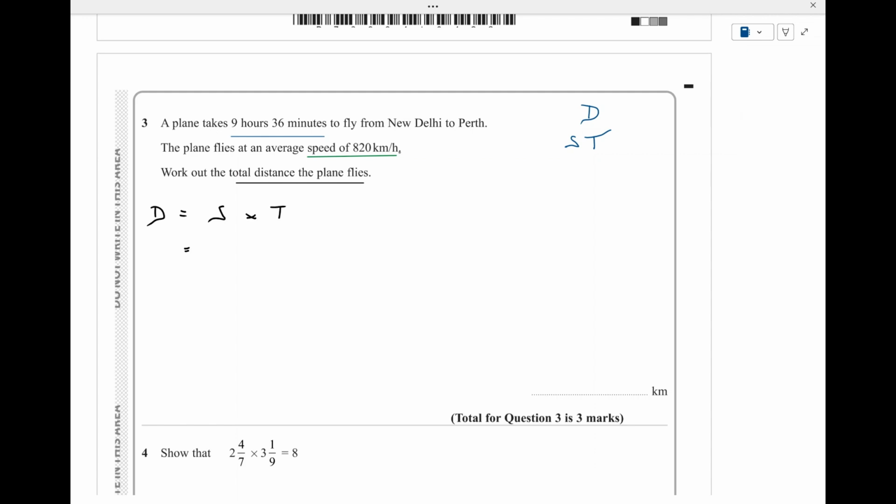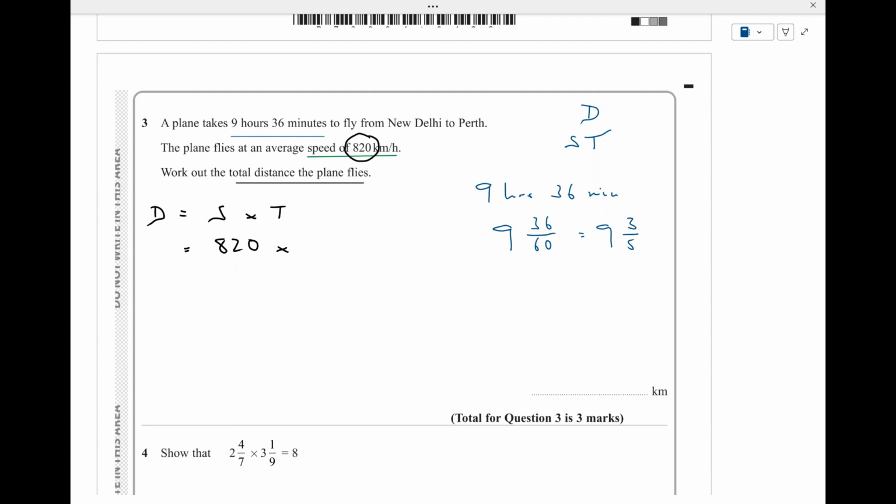Now my speed is 820 kilometers per hour. And my time, now how many hours is this time? The time is 9 hours and 36 minutes. Now I need to write that in hours. It's going to be 9 hours and 36 60ths of an hour. And I can put that into my calculator if I want to. 36 divided by 60. That's 9 and 3/5 of an hour.